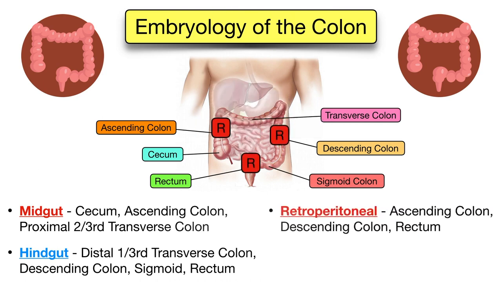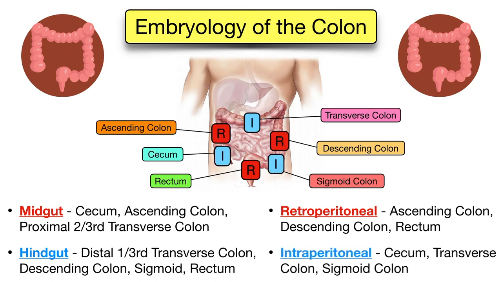The ascending and descending colon are retroperitoneal, meaning they are found in a space between the peritoneum of the abdomen and the posterior abdominal wall. The rectum is also retroperitoneal. The transverse and sigmoid colon, along with the cecum, are intraperitoneal structures. You can see how the retroperitoneal and intraperitoneal structures form an alternating pattern. You can learn more about the peritoneum in the body cavities and membranes lecture linked in the description.